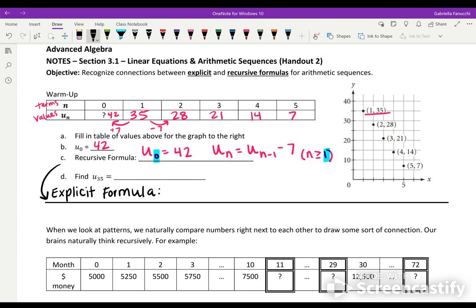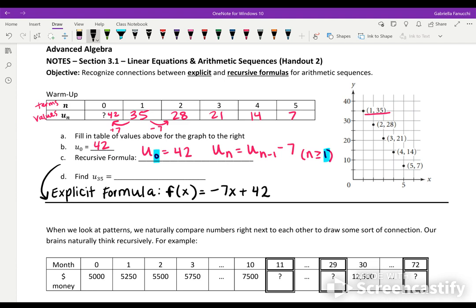So instead of doing y equals, we're just going to do f of x. So remember, f of x is the same thing as y. That's just function notation. So f of x is y, and then equals mx plus b. Our m is our difference. Okay, so our slope is going to be our difference. So if our difference is -7, then it should be -7 times x plus b, which is our y-intercept or our 0 term, in this case 42.